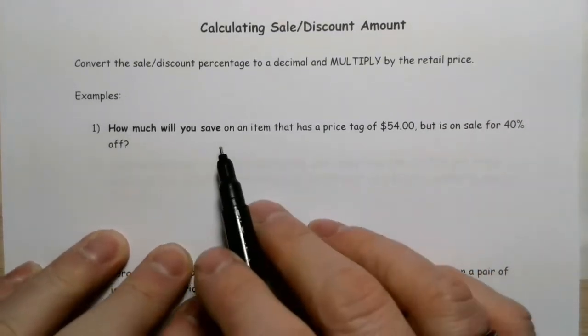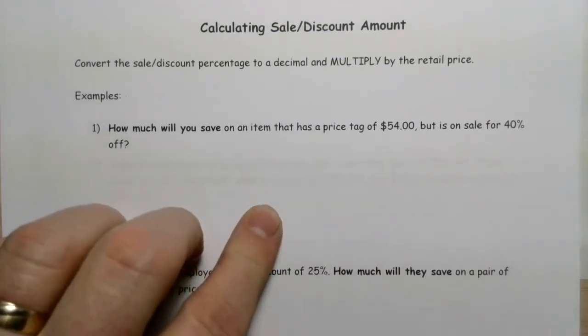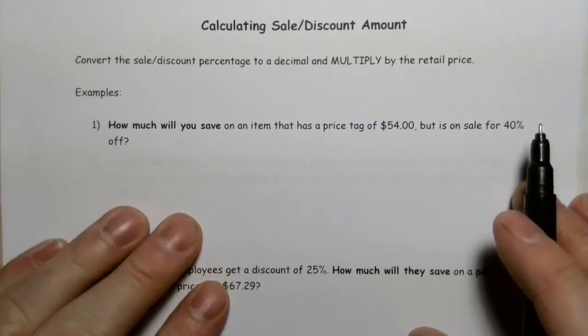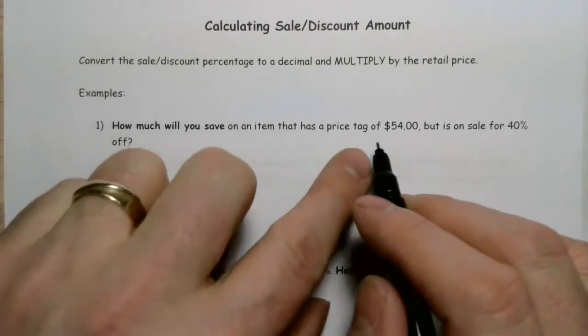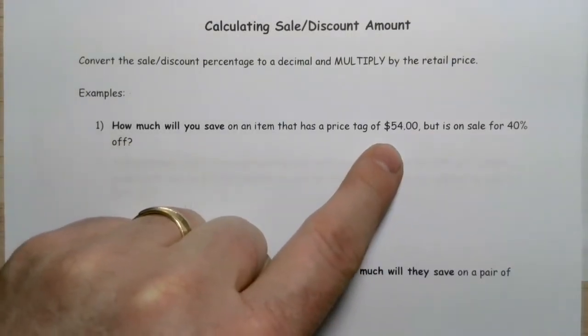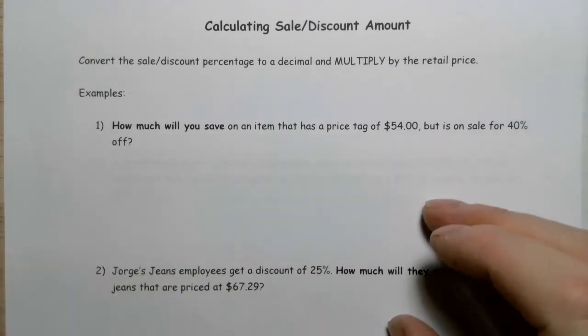How much will you save on an item that has a price tag of $54 but is on sale for 40% off? In other words, they're going to figure out what 40% of 54 is, and you don't have to spend that. They're going to take that off the price here.